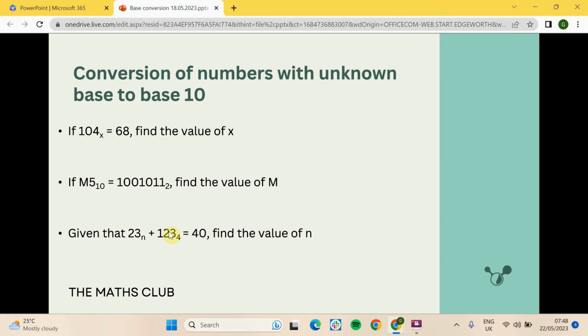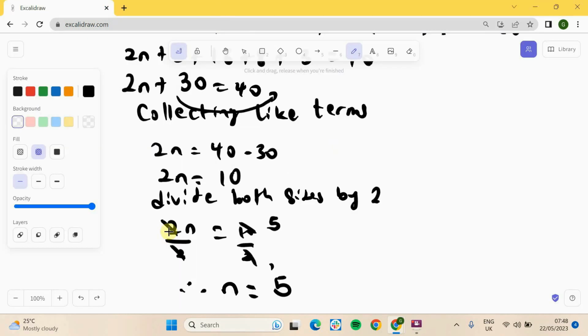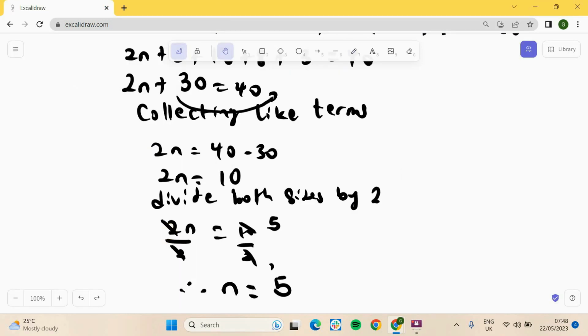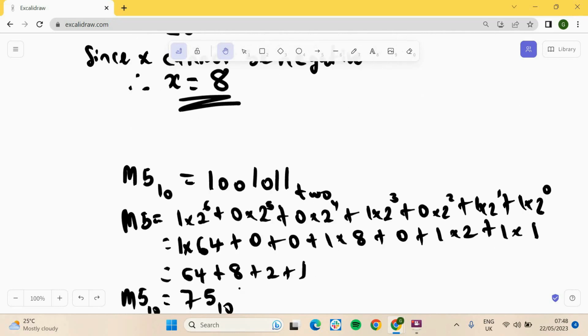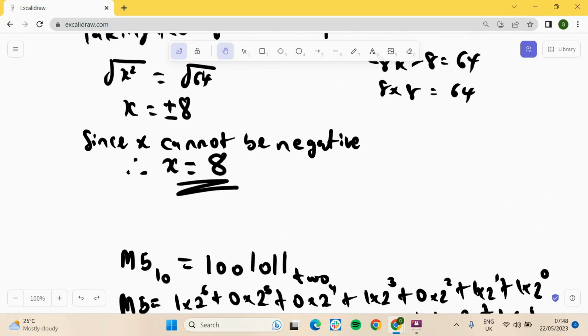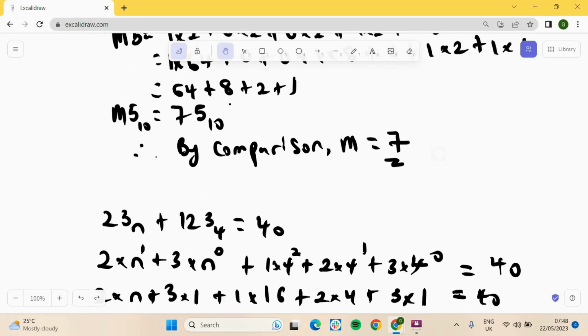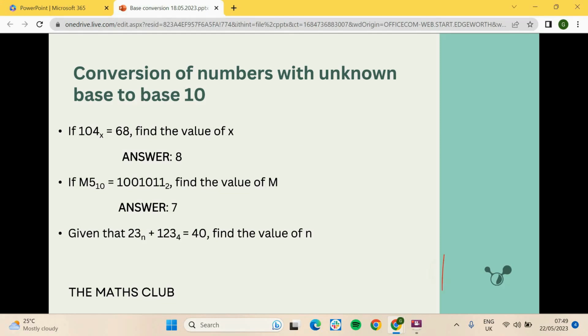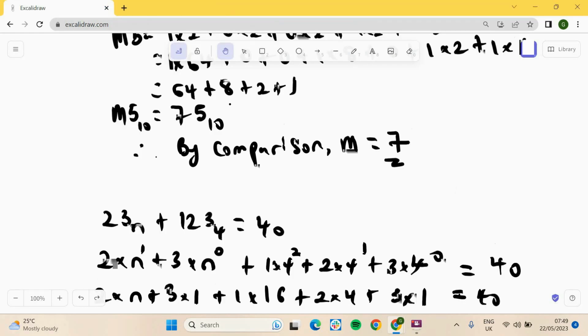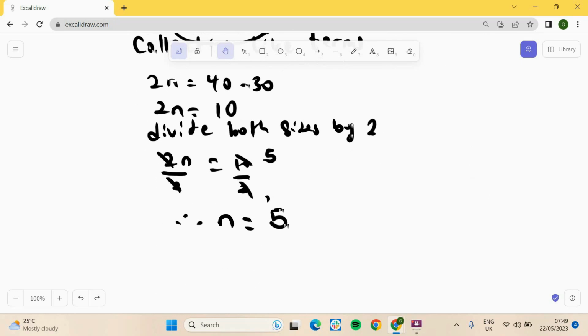Let's confirm if our answers are correct. The first answer that we got is 8. So let's see, were we correct? x is equal to 8. Very good. Next answer is what? 7, right? I think I said that. So by comparison, m is equal to 7. So we are good, right? And this last one, we got what? 5, right? And that was the answer that we got. n is equal to 5.